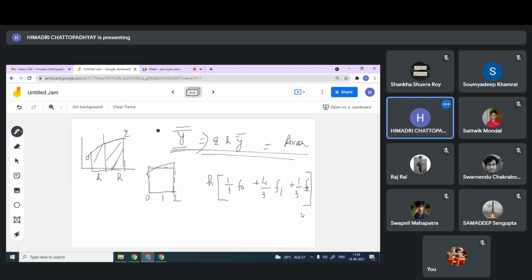Okay, see, suppose 0 and 1, what is the area? 0 and 1, if you do just integration, (f0 plus f1) by 2. And 1 and 2.